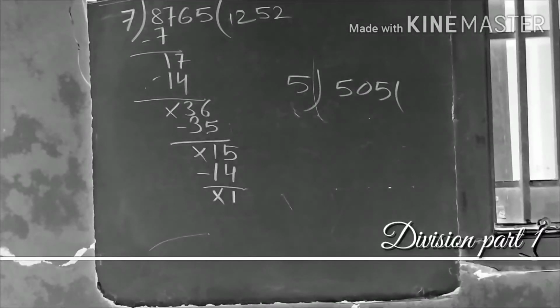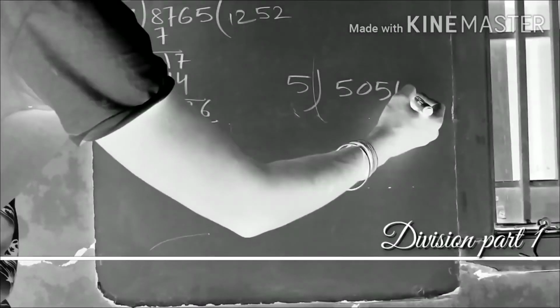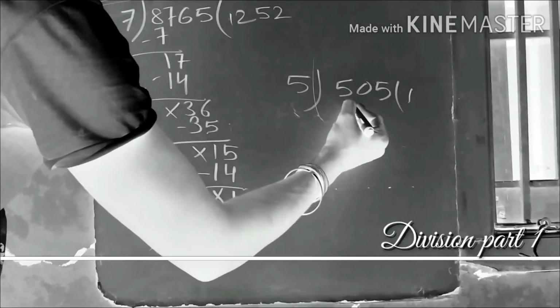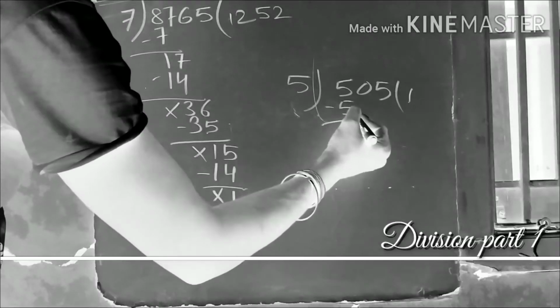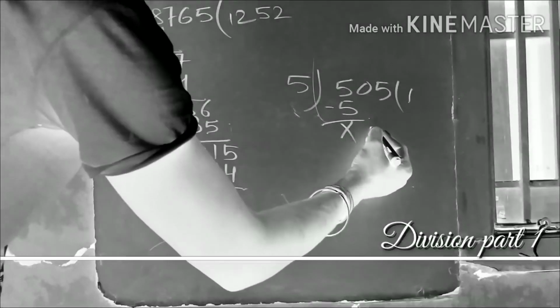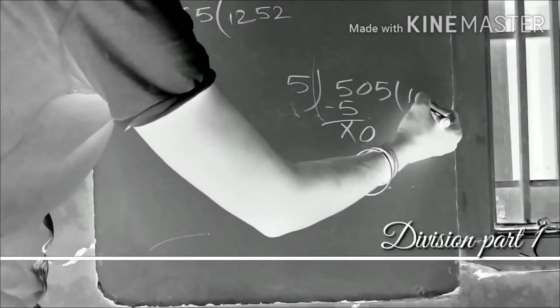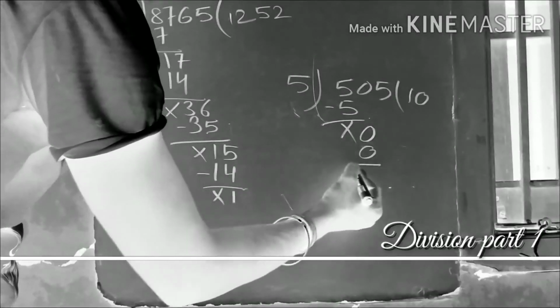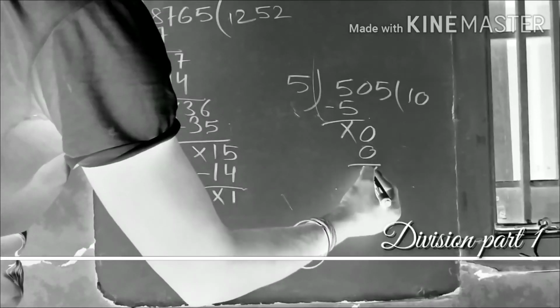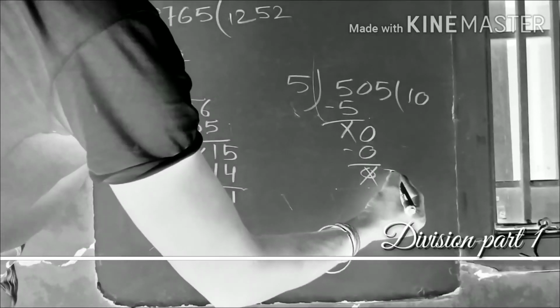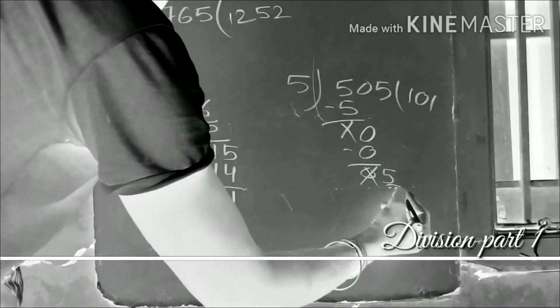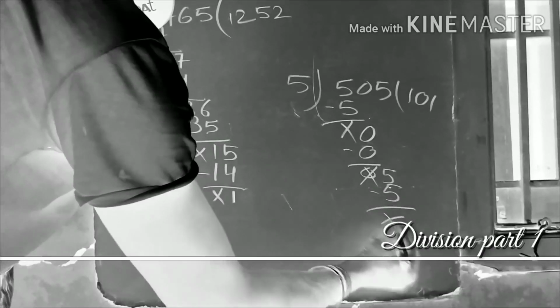Another example. 5 equal 5, yes, 1 time. This 0 will come here. You know that anything you divide into 0 becomes 0. That means cancel out. This will become 5. 1 times 5. Subtract. Cancel out.